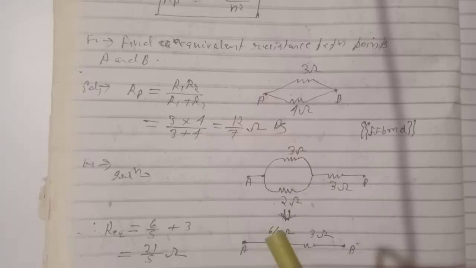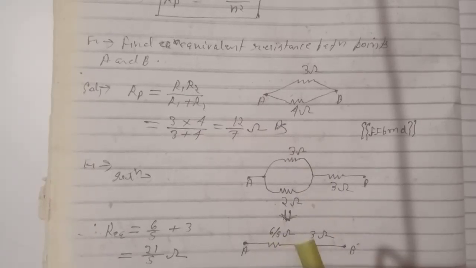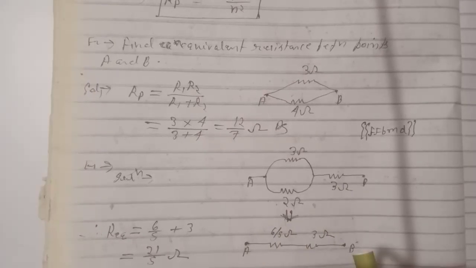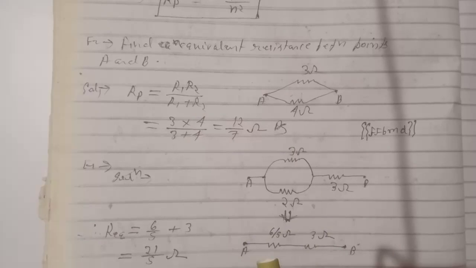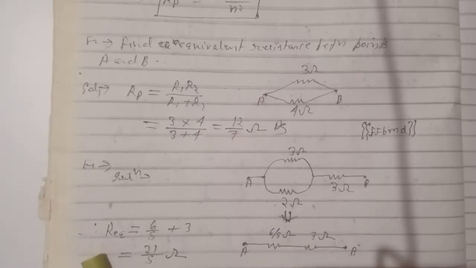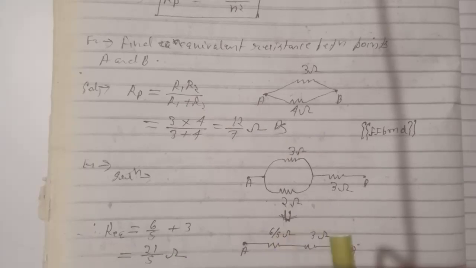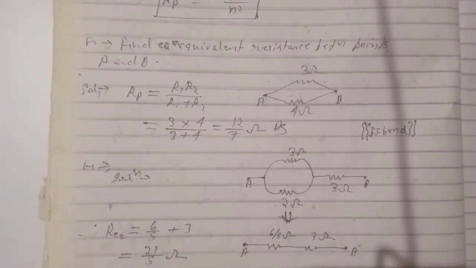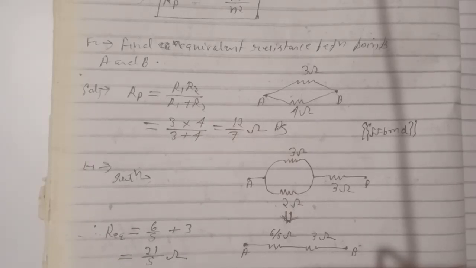Now this equivalent will be in series with this resistor. So we have shown here in the figure, and because these are in series, we can apply the formula for series. Rs, or R equivalent, equals this plus this. So 6 by 5 plus 3 equal to 21 by 5.